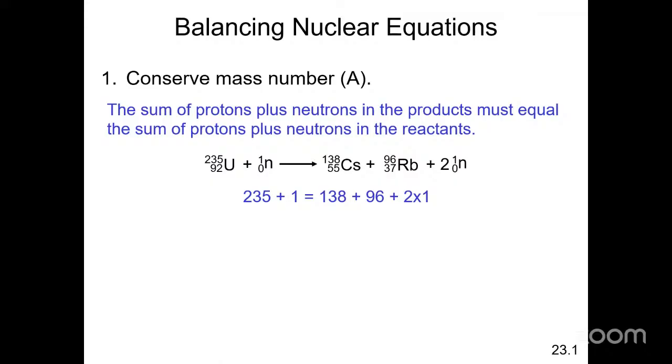So that's one thing you need to ensure whenever you're writing down or balancing a nuclear equation. You need to make sure that the sum of the mass numbers on the left side will be equal to the sum of the mass numbers on the right side, all right?